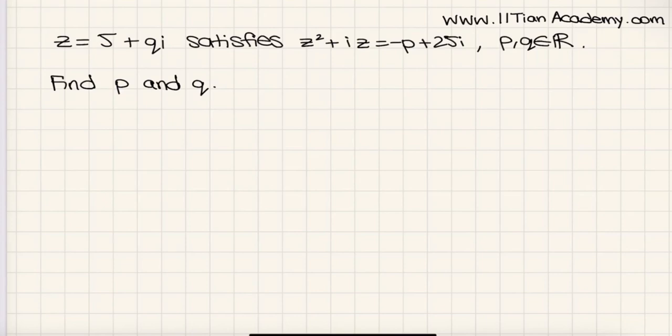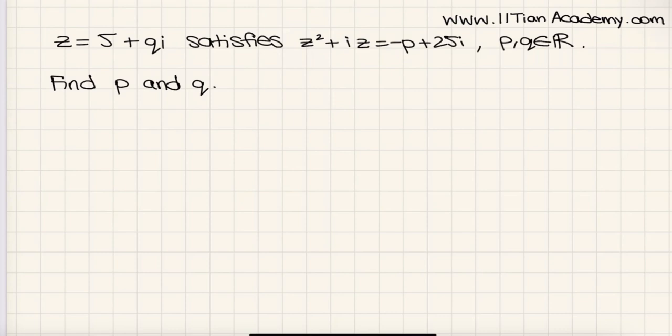Z is equal to 5 plus qi satisfies z squared plus iz is equal to negative p plus 25i, where p and q are real numbers. Find p and q. Okay, so the first thing we need to do is sub this first equation into this second equation right here.